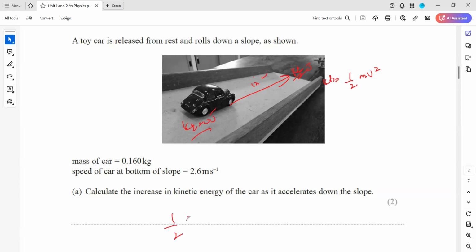So 1 by 2, the mass should be in kg, 0.16, and the speed is 2.6 squared. This will give us the increase in the kinetic energy of the car, which is about 0.54 joules. So 0.54 joules of energy increases for the car.